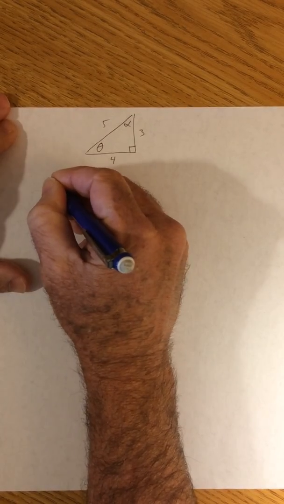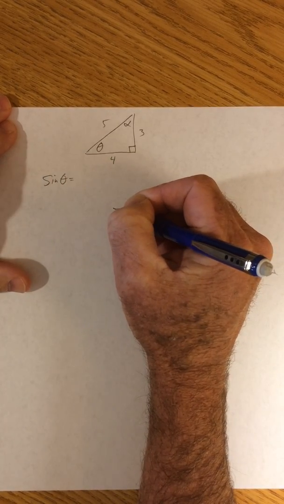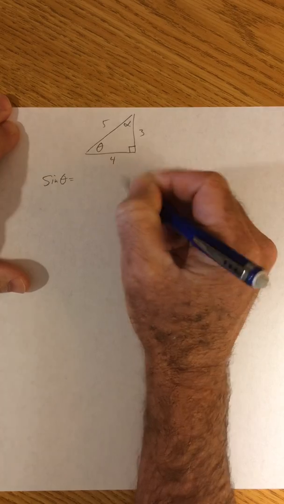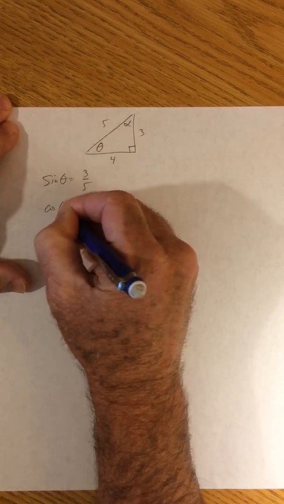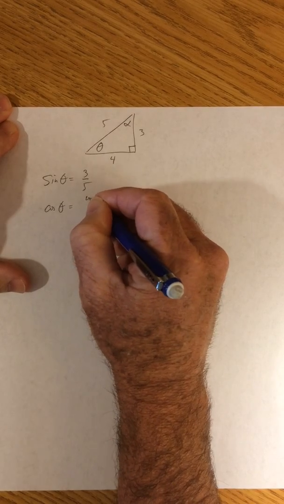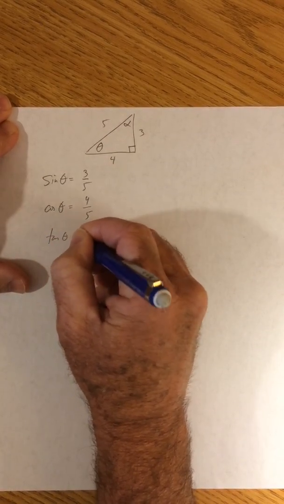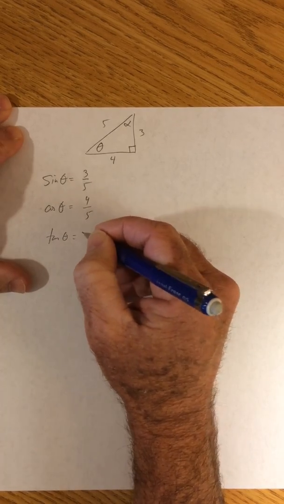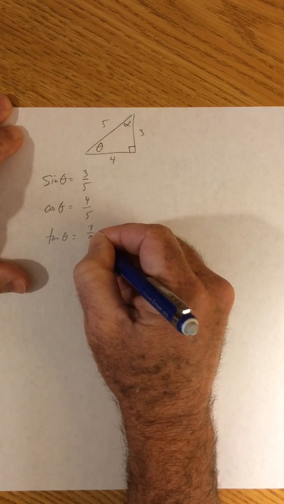Okay, let's see if you remember. Sine theta. How do you get it? Opposite over hypotenuse, 3/5. Cosine theta. Adjacent over hypotenuse, 4/5. Tan theta is equal to opposite over adjacent, 3/4.